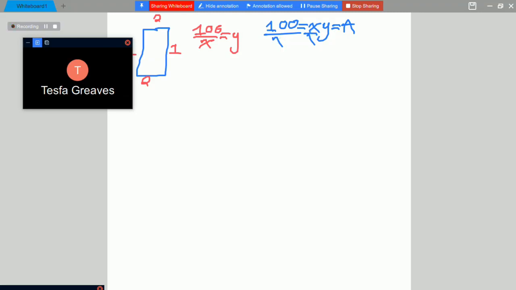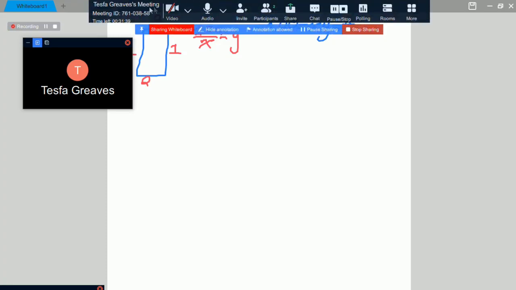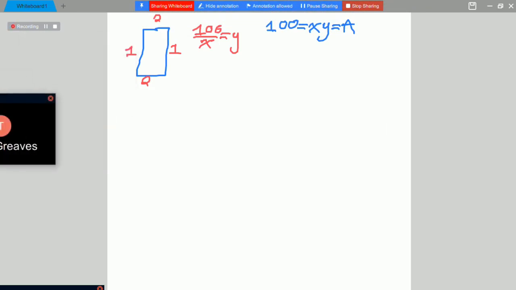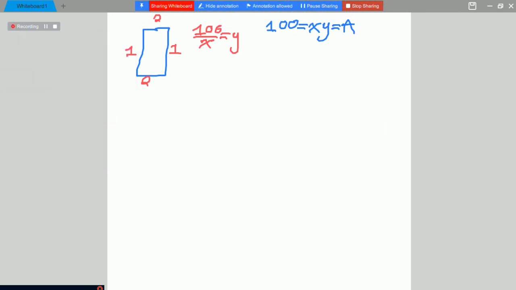So if we have that and we know y is equal to that, we're going to go ahead and use the constraints that we know. What are the constraints? The constraints are the given conditions within a problem. You'll see other optimization problems.